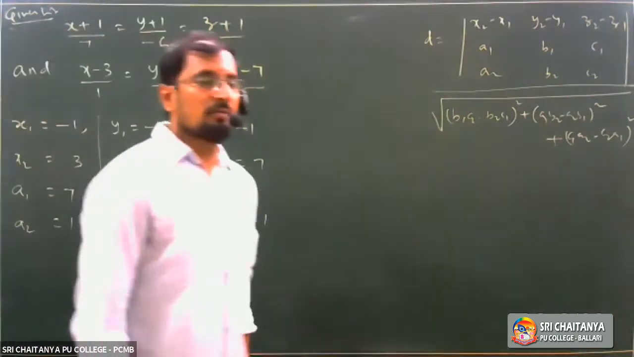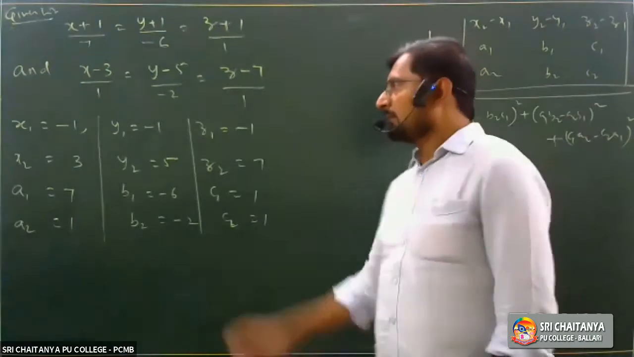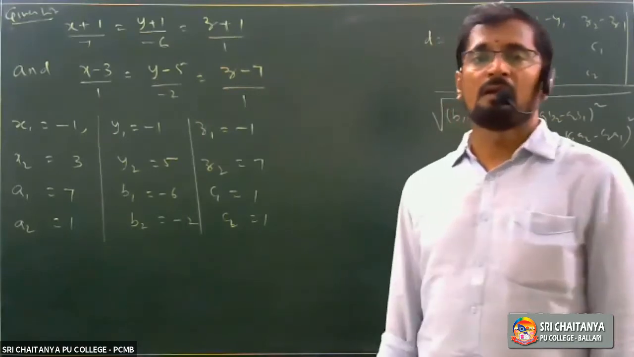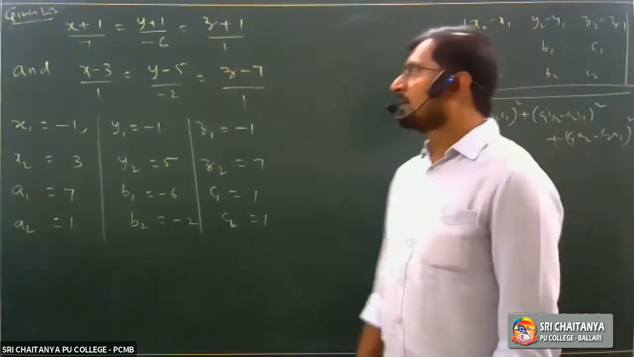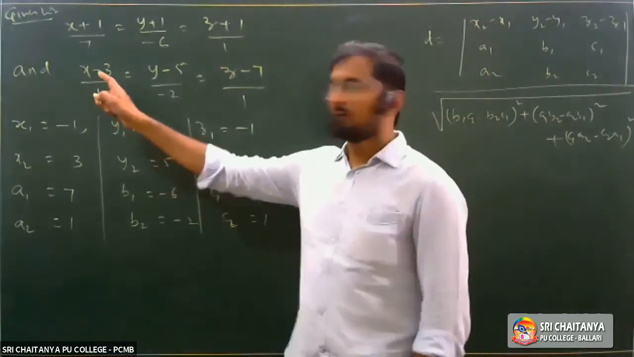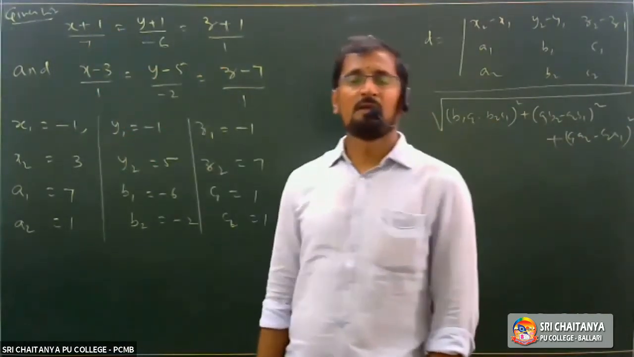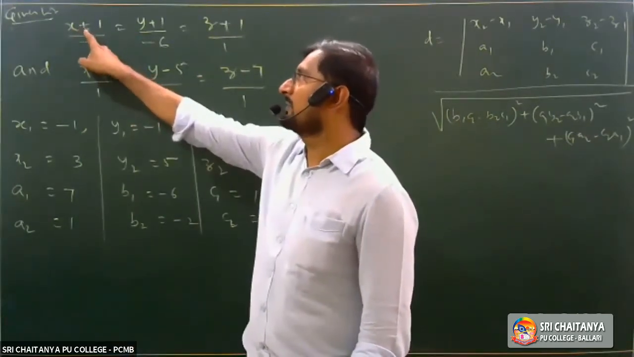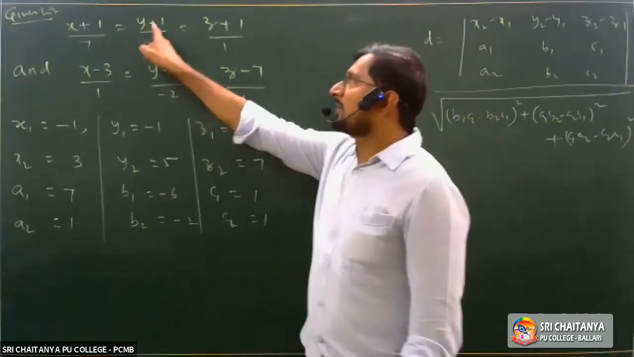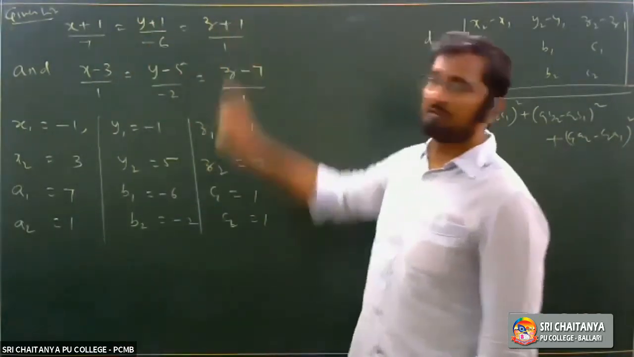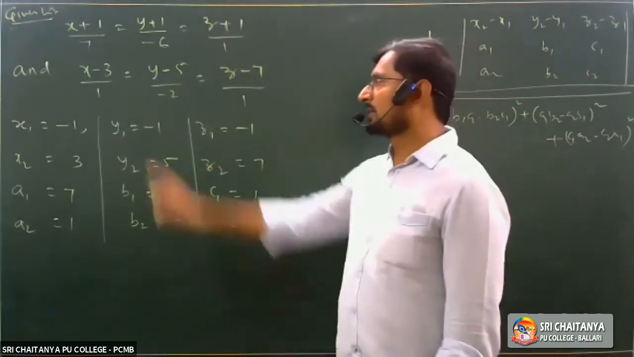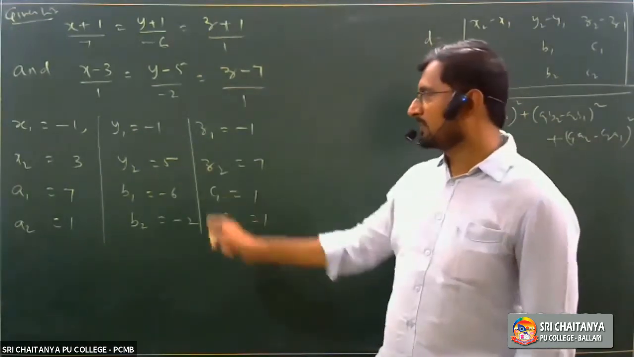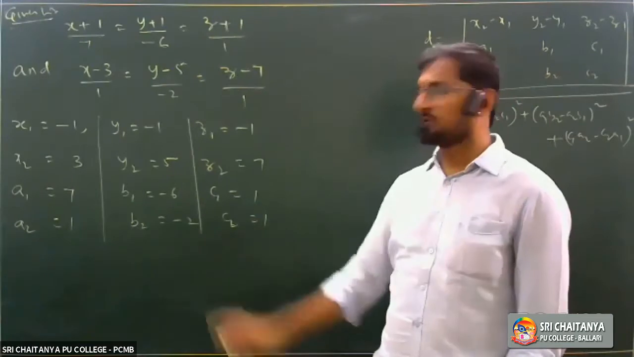Right? I am going to repeat this step because this is lengthy. It takes time. Do the problem very slowly. First of all, you should compare this with x minus x1 by a1. x1 value is minus 1, because you should write this as x minus of minus 1, y minus of minus 1, z minus of minus 1. So x1, y1, z1 is minus 1, minus 1, minus 1, then x2, y2, z2 values, and a1, b1, c1, a2, b2, c2.